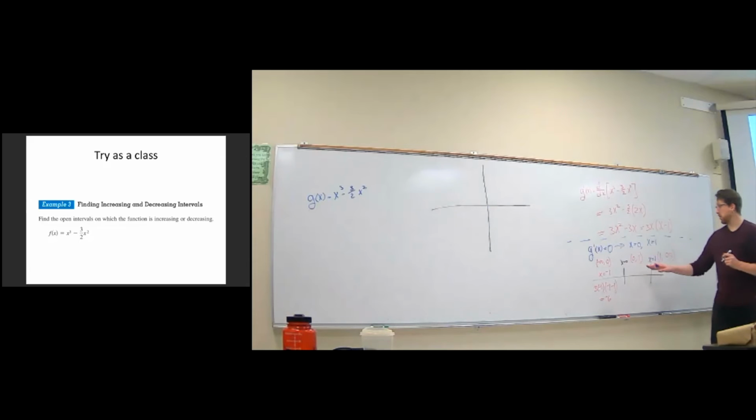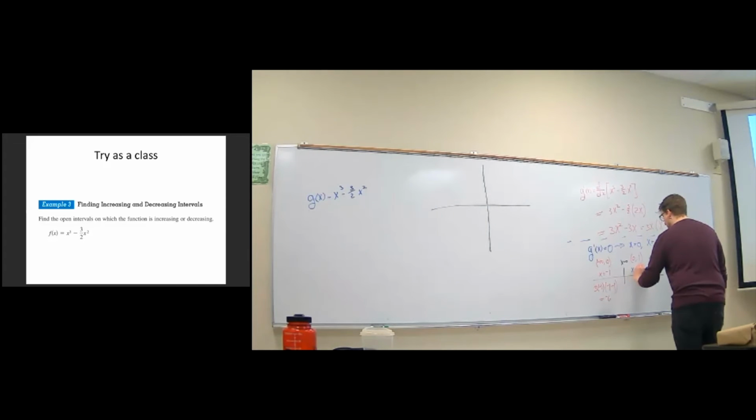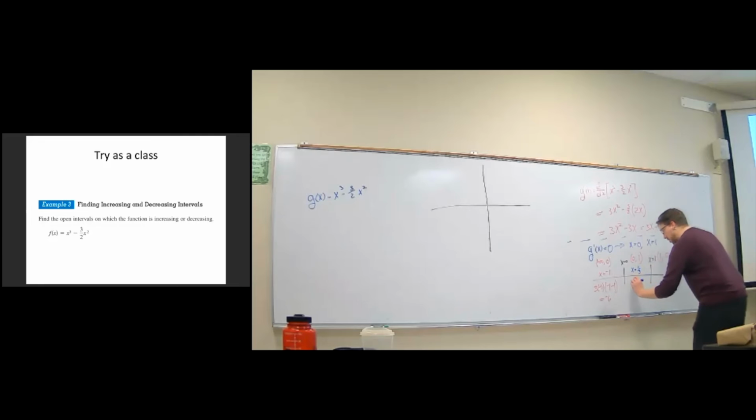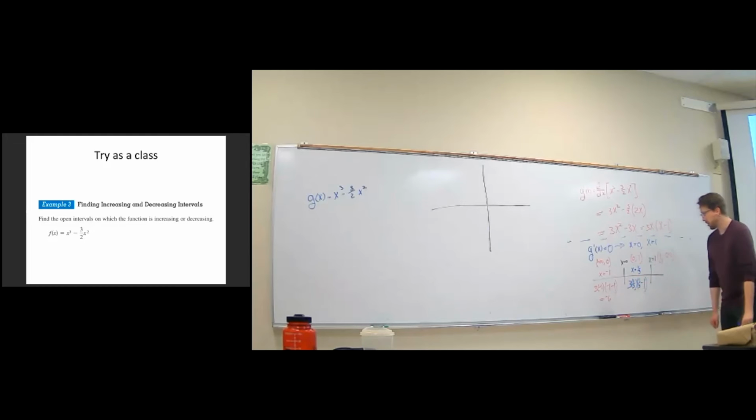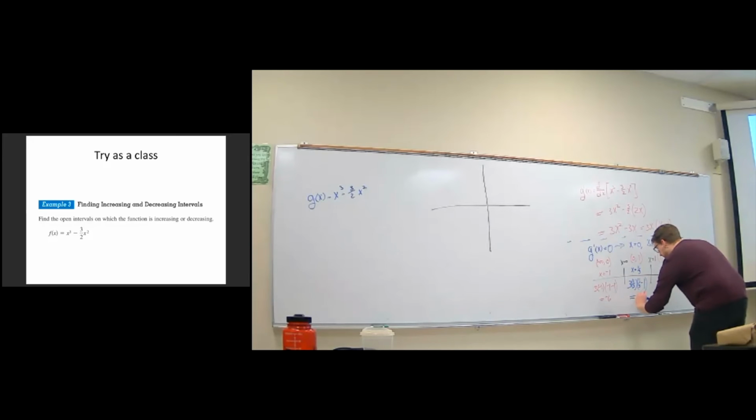Now on the interval 0 to 1, let's pick 1/2. Seems like a decent number, right? Actually, let's pick 1/3 because it'll cancel out that. Cool. So x is equal to 1/3. 3 times 1/3 times 1/3 minus 1. So that's going to be 1 times -2/3. So this is going to be -2/3.